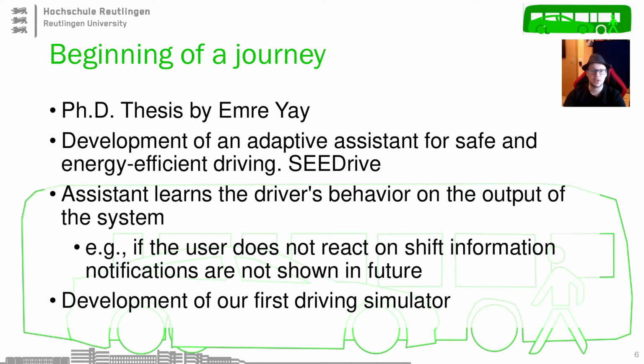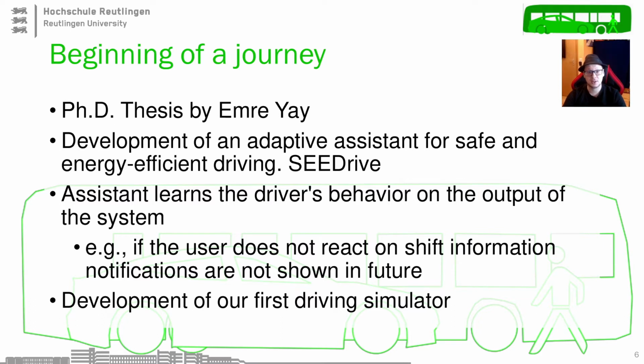Everything started with the PhD thesis by Emre Yay. He developed an adaptive assistant for safe and energy efficient driving, C-Drive. The assistant learns the driver behavior from the data we get from the car, so shifting, RPMs and the speed, and the system then generates, for example, information for the right shift moment, and gives that audiovisually to the driver.